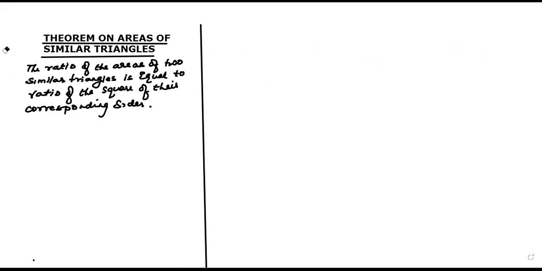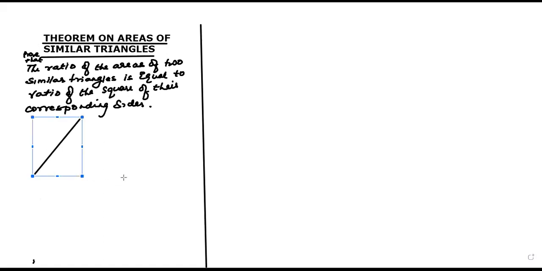If you are asked to prove like this, prove that the ratio of the areas of two similar triangles is equal to the ratio of the squares of the corresponding sides. That means what is given is, try to understand, two similar triangles.